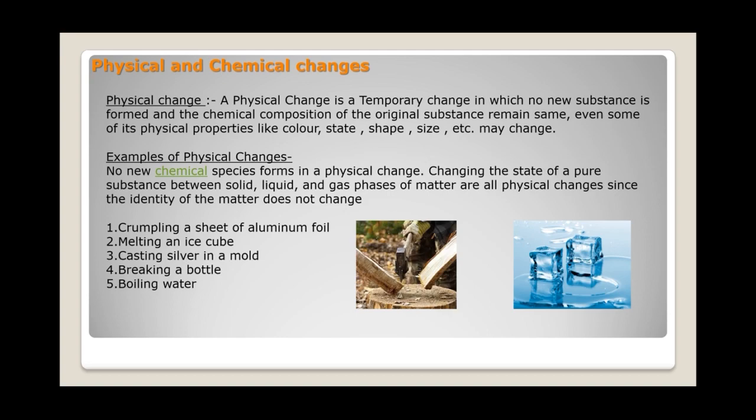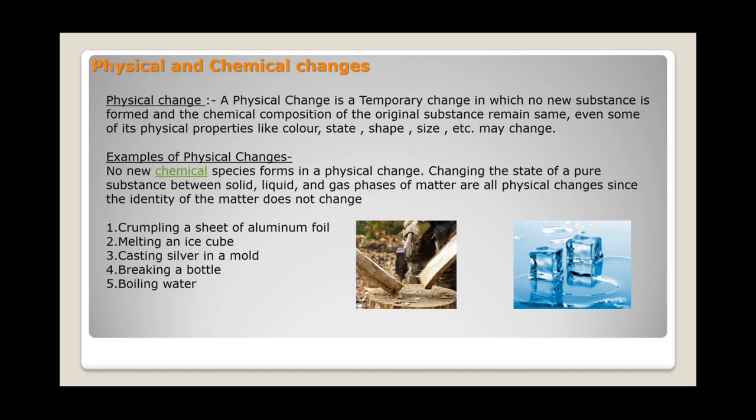Okay, so there are more examples. Crumpling a sheet of aluminum foil. अगर हम एल्यूमिनियम फॉइल को, जो एल्यूमिनियम पेपर होता है, एल्यूमिनियम फॉइल होता है जो किचन में यूज़ होता है, ओके, if you crumple them, अगर उसको हम एक बॉल की शेप दे देंगे तो it can be back to its original state. Okay, melting of ice, casting silver in mold, breaking of bottle, boiling of water. So these all changes are reversible. Okay, so that is physical change where no new substance is formed.